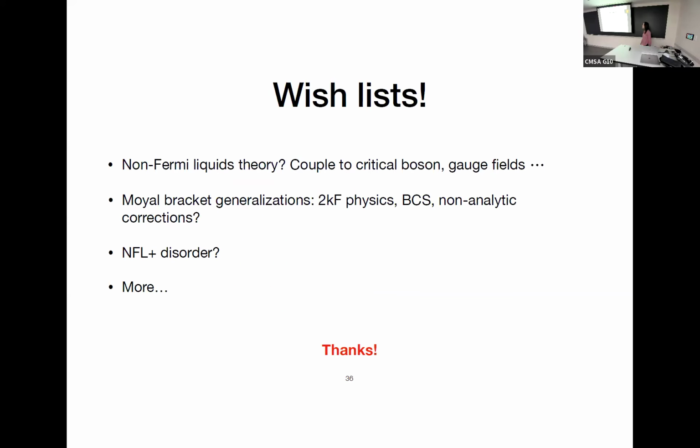And there's some wish list. One can understand the non-Fermi liquid theory more carefully by coupling to critical bosons or gauge fields. In the studies, it's mainly focusing on the semi-classical limit. One can ask, what is the Moyal bracket generalization? For example, we can think about 2kF physics, the BCS problem, or some non-analytic functions. And one can also think about non-Fermi liquid plus disorder. And there is more to think about. Thank you.